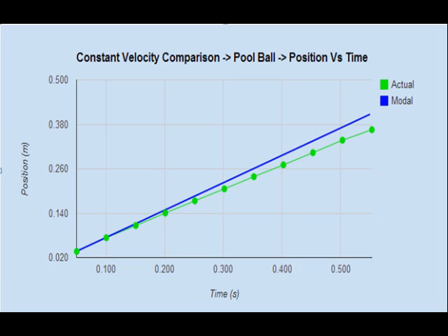Now to do this experiment differently, to where the green line is closer to the blue, closer to constant velocity, we could have done this on a smoother surface with less friction.